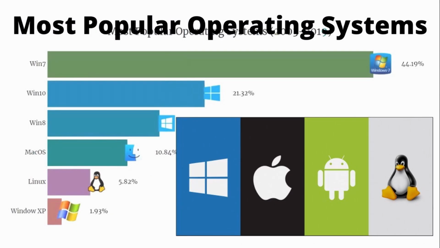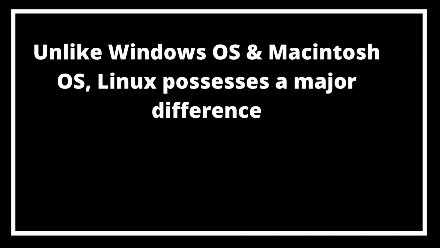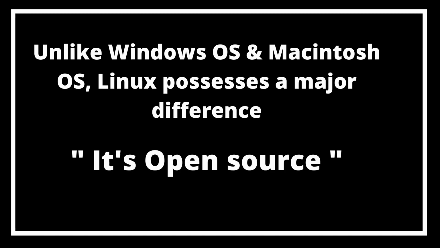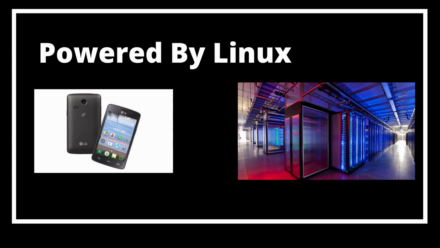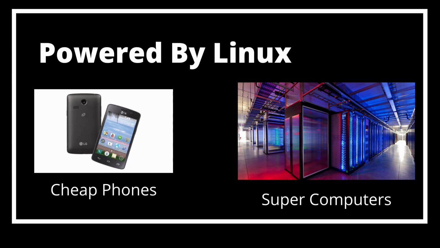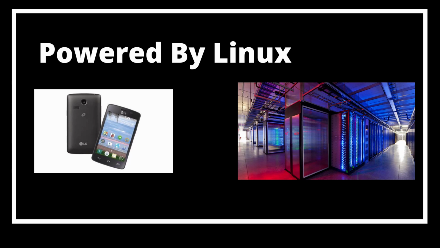Now, there are different types of operating systems on the market. The most notable ones are Windows and Mac OS. But unlike them, there's a major difference for Linux operating systems. Linux is open source. It means it's freely accessible and modifiable, making it very popular. From smartphones to supercomputers, the Linux operating system is everywhere. Like seriously, from cheap Android phones to supercomputers on Wall Street, they are all powered by the Linux operating system.